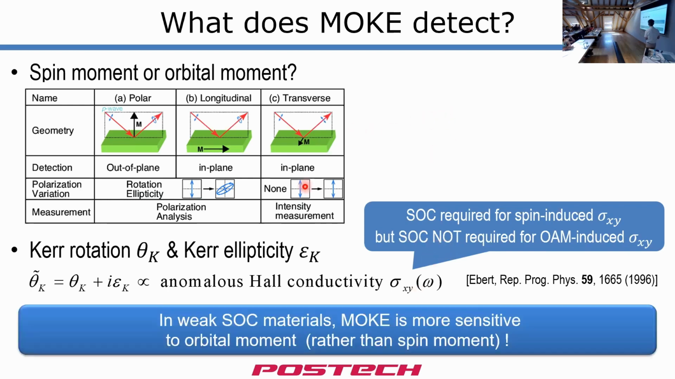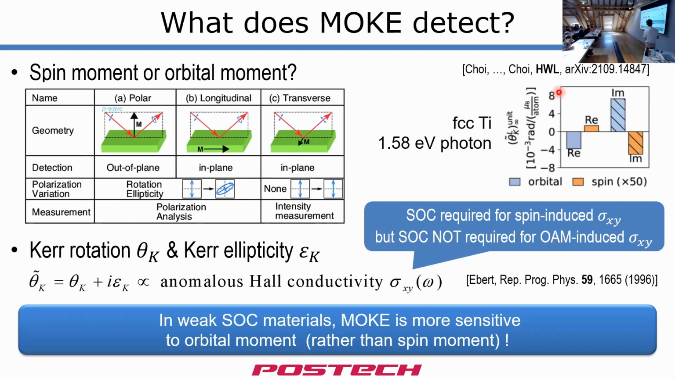So if we have a very weak spin-orbit coupling, then it is expected that the MOKE Kerr angle or ellipticity per orbital moment is much larger than the Kerr angle or ellipticity per spin magnetization. So I may say that MOKE is more sensitive to orbital moment rather than spin moment in weak spin-orbit coupling material. So this is a very good experimental tool to probe the orbital moment. So this is our calculation.